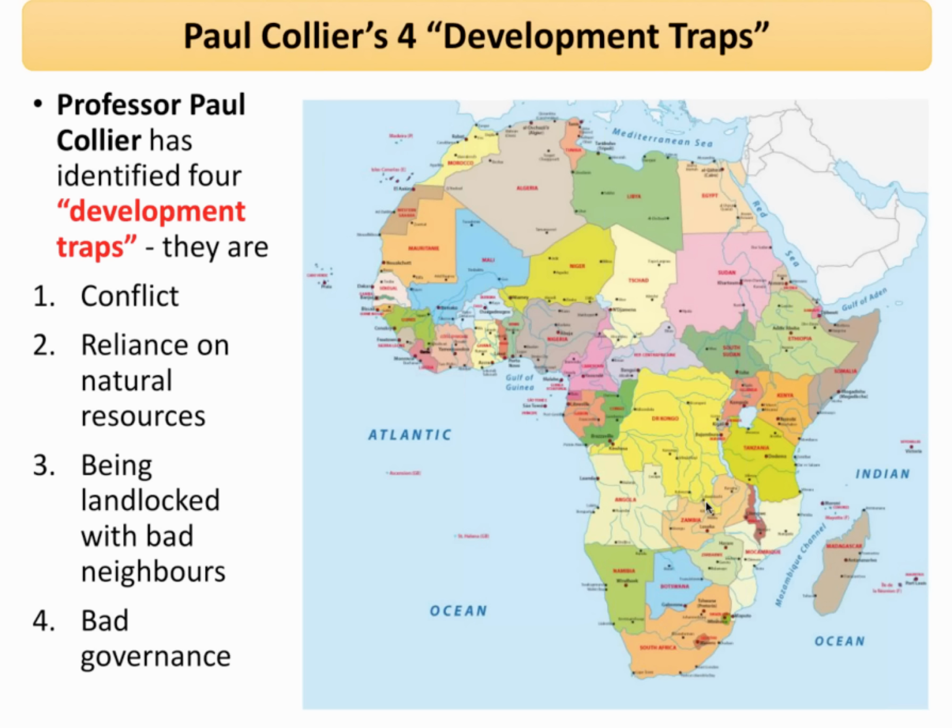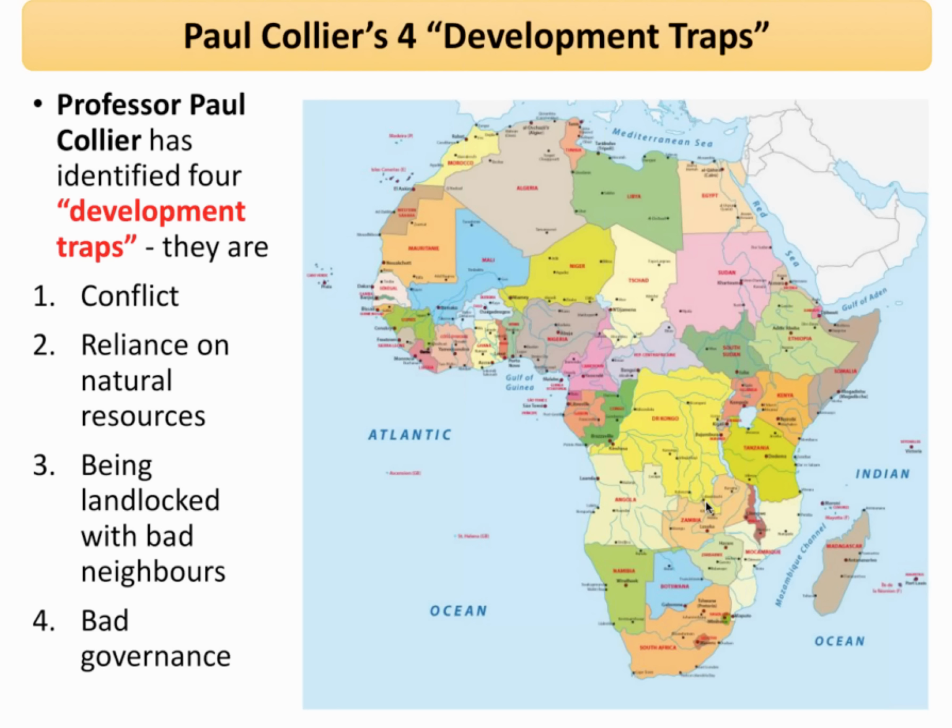You may be familiar with the work of Professor Paul Collier, who's written a book called The Bottom Billion and also one called The Plundered Planet. He's probably the most influential development policy economist alive today, and he's done a huge amount of work on the barriers to growth and development in lower and middle income countries.